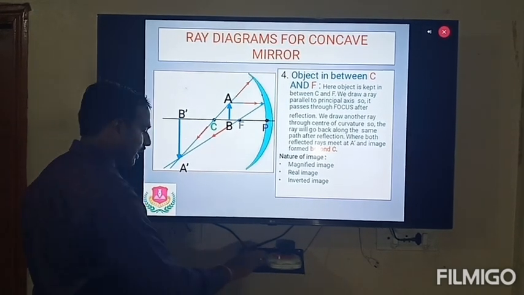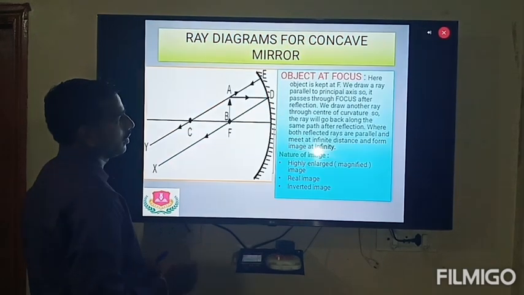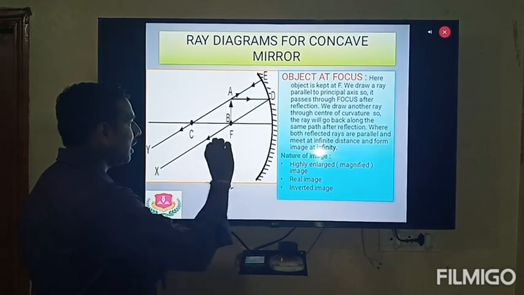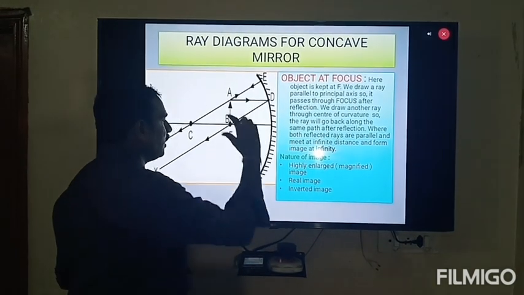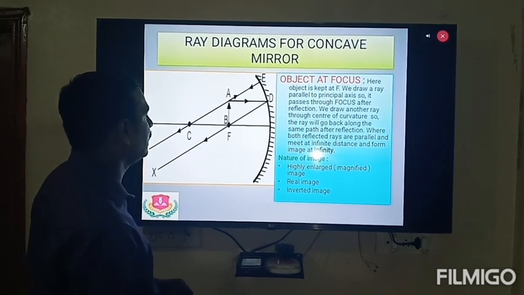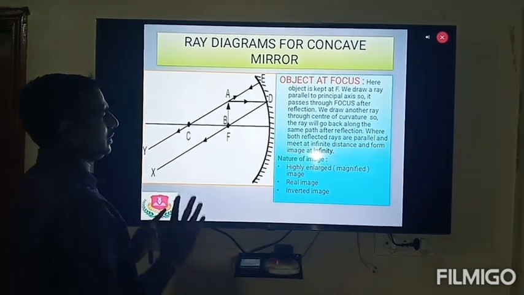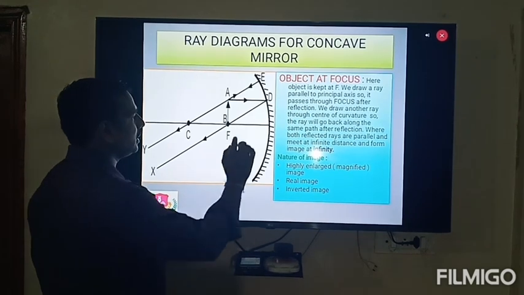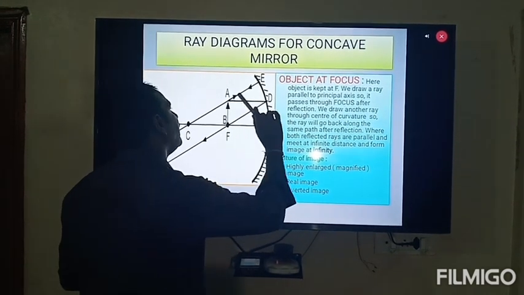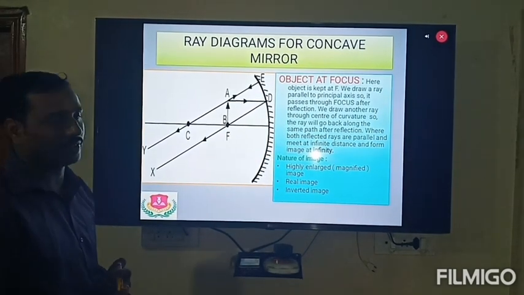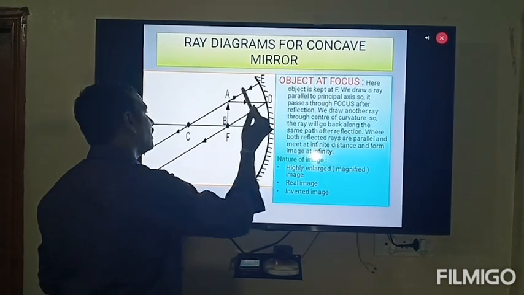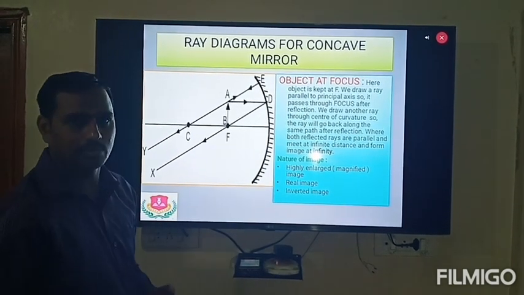Next, move on to the next case, object at focus. This is very, very important. We are keeping the object at focus, exactly on the focus, AB is the object. See, we are again taking two similar rays as in the case just before. Here the ray is parallel to the principal axis and the ray is passing through the center of curvature. The same as that which passes through the focus, after reflection it moves in the same direction.